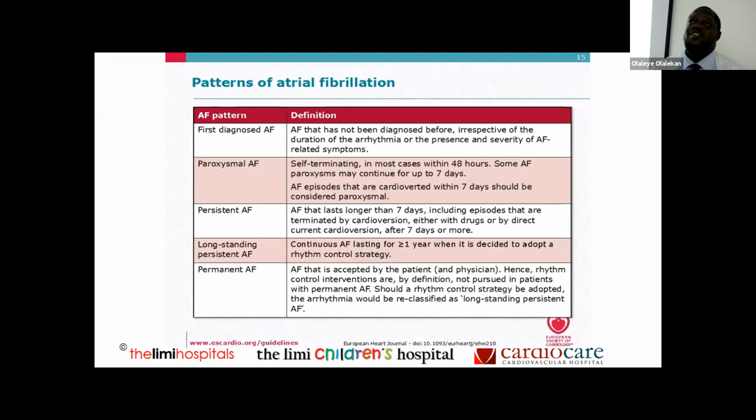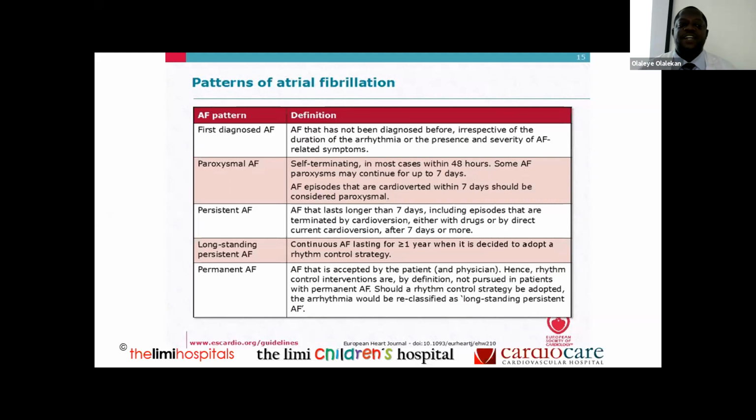So we are going on to discuss pattern of atrial fibrillation or classification of atrial fibrillation. Classification can be done based on timing and based on the underlying cause of the atrial fibrillation. Starting with classification based on timing, you can classify atrial fibrillation into first diagnosed atrial fibrillation. That means you are diagnosing the patient for the first time. You've never seen the patient before. And this is irrespective of the severity or symptoms, but just the first time.